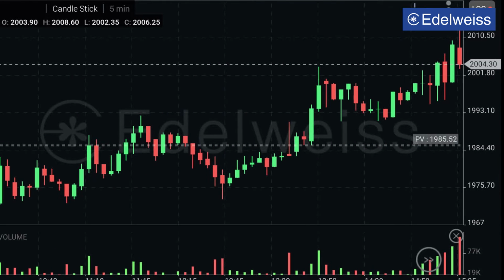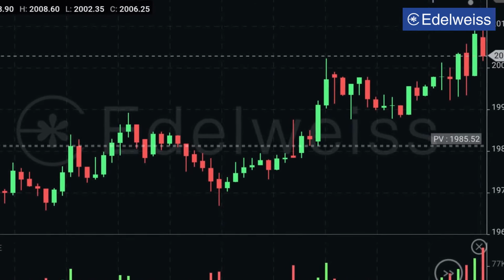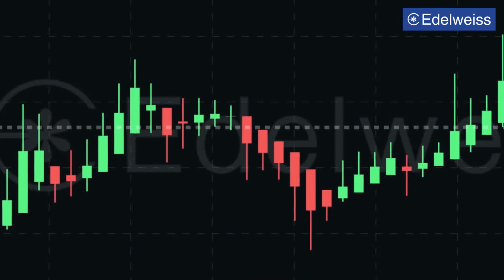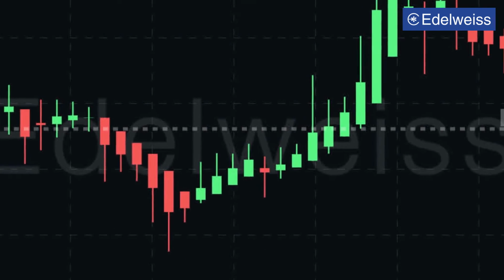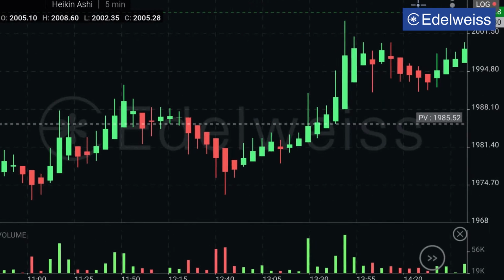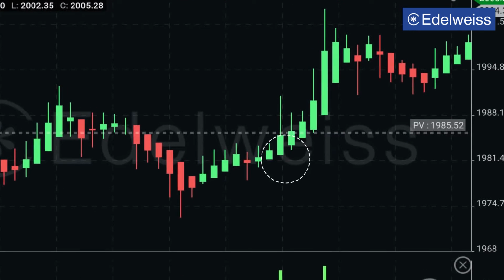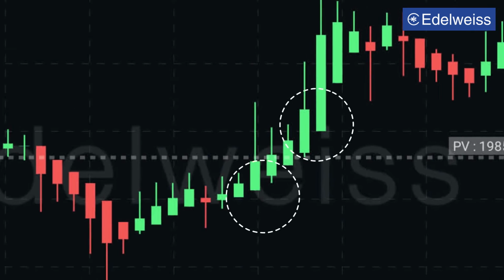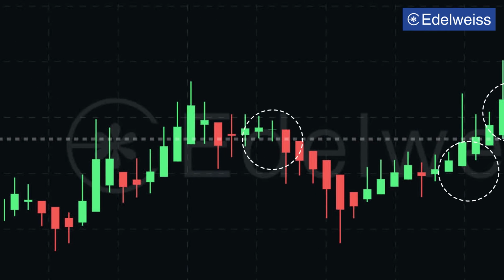In this chart of XYZ, when you look at a normal candlestick 5-minute chart, there is no distinguished trend. But when you look at Heikin Ashi 5-minute chart, the data points are averaged out and create longer candles with distinct trends. As seen in this chart, green candles with no lower shadows indicate an uptrend, and a small candle body with a longer upper and lower shadow could indicate a change in the trend.